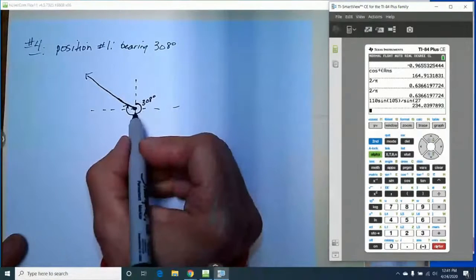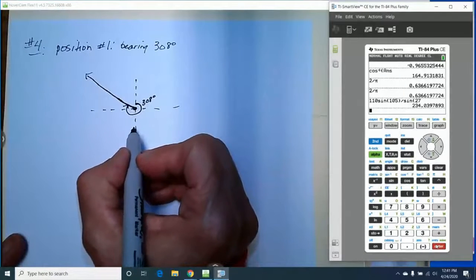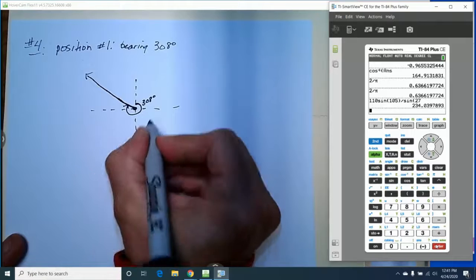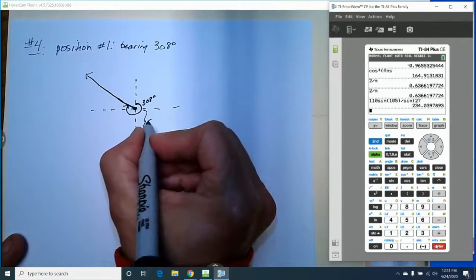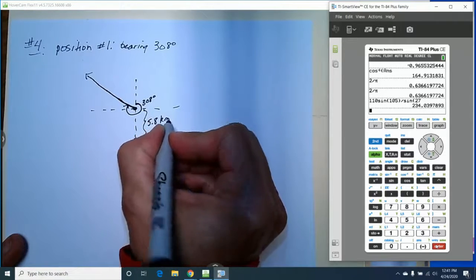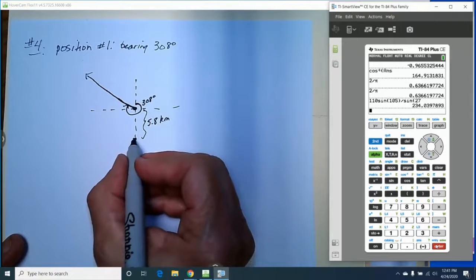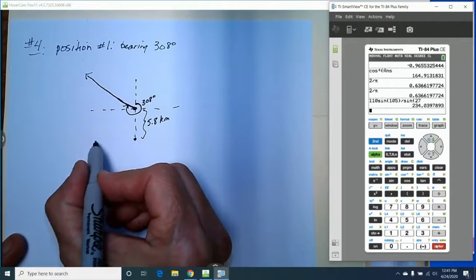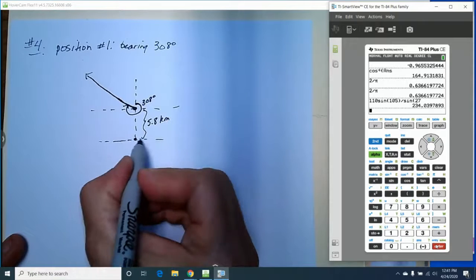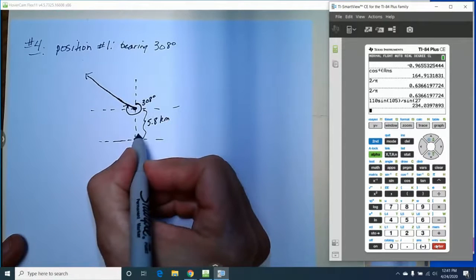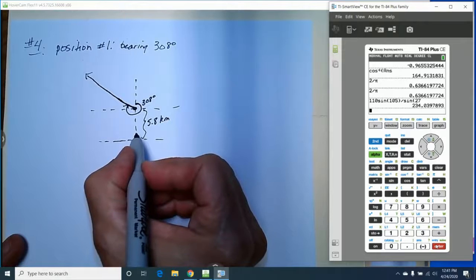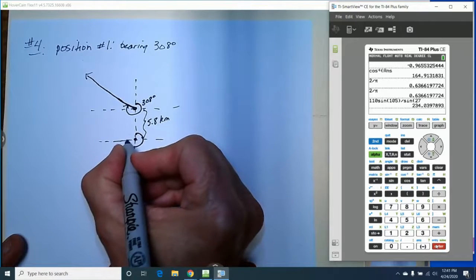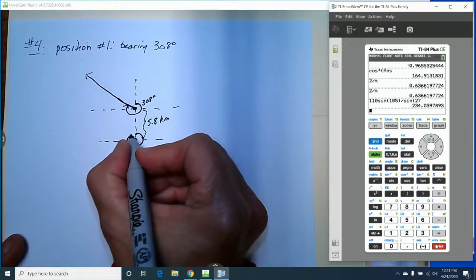After that, the ship sails 5.8 kilometers to the south. So it's going to go down to here someplace. This distance from here to here is going to be 5.8 kilometers. And at this position, the bearing of the lighthouse from the ship is 337 degrees. So I'm going to do the same thing again from here. I'm going to start from due north, which would be up here, and go around 337 degrees, which is going to put me somewhere over there.